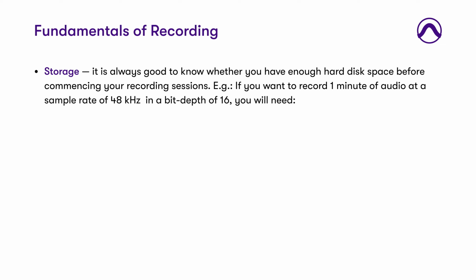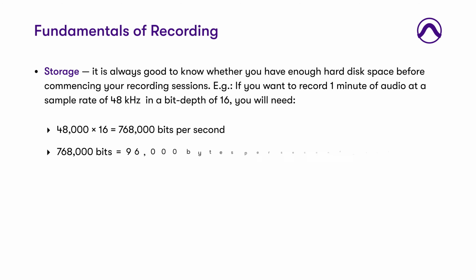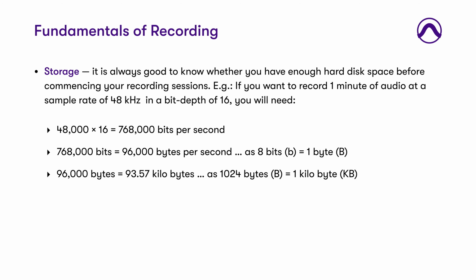Let's say I want to record 1 minute of audio at 48K and 16-bit. So, 48,000 samples times 16 bits gives me 768,000 bits for every second of audio. Since 8 bits make 1 byte, 768,000 bits is 96,000 bytes. To convert from bytes to kilobytes, I divide by 1024, as we have 1024 bytes in every kilobyte. So that gives me 93.57 kilobytes.